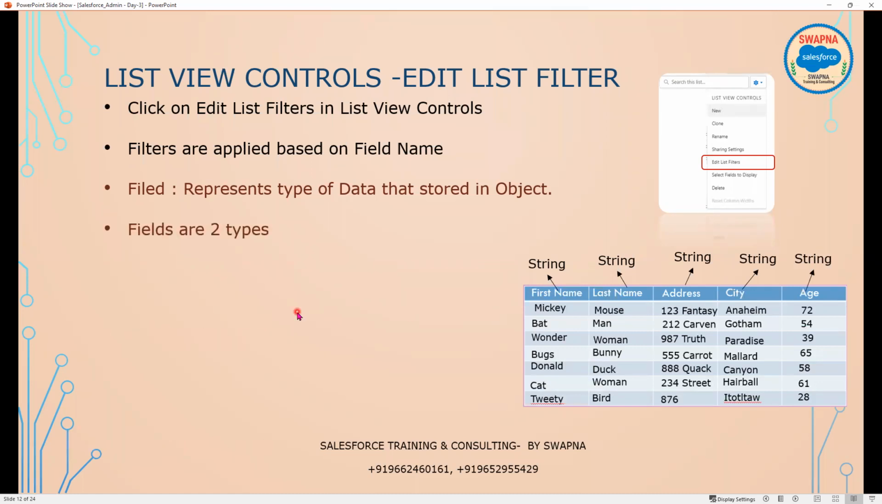There are two types of fields, standard fields and custom fields. Standard fields are name, phone, mobile, rating, stage, whatever we have seen so far in consulting. Those are the standard fields. Custom fields, we are yet to discuss. Take a note of it.